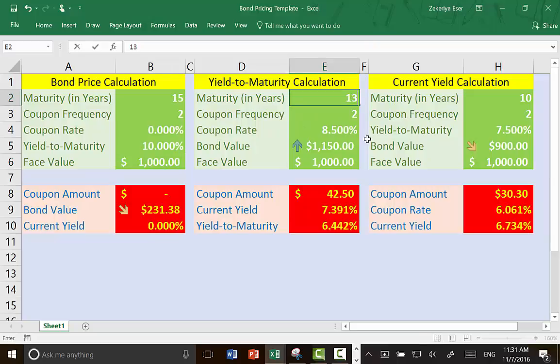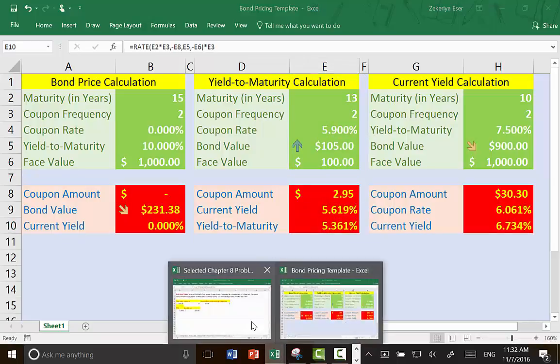Maturity in years is 13. Coupon frequency is 2. 5.9 coupon rate. 105 is the bond value, and 100 is the face value. And yield to maturity is 5.36%, as we have seen in the previous problem.